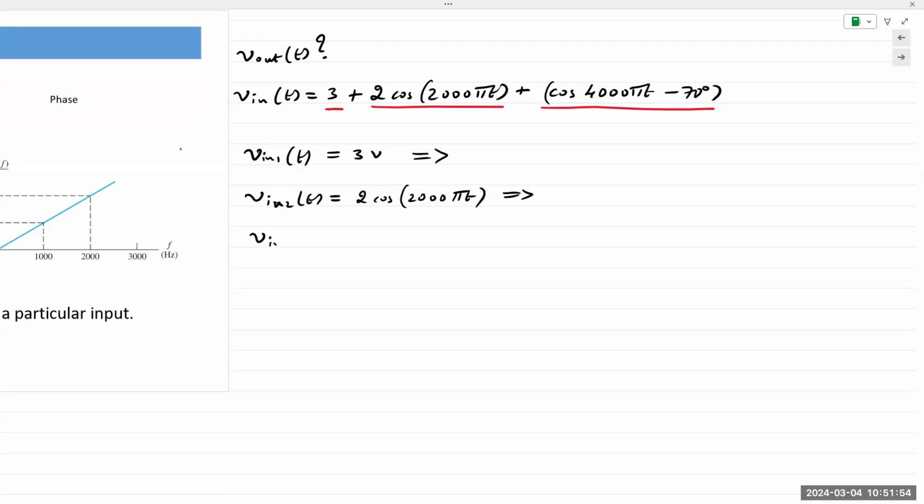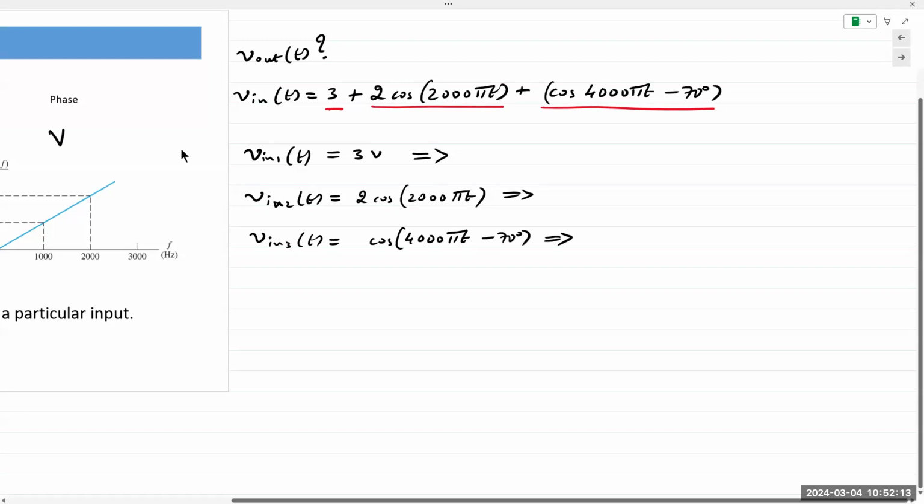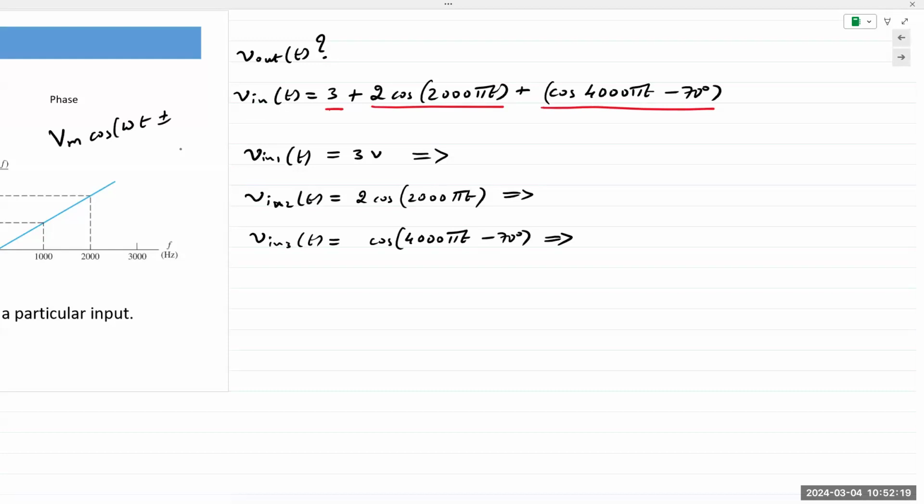V in 3 is cos of 4000 pi t minus 70. And what you do is you equate each one of these with a standard expression, right? Vp or Vm cos of omega t plus or minus theta. So here I have Vm as 3 volts, but my frequency f is 0 hertz.